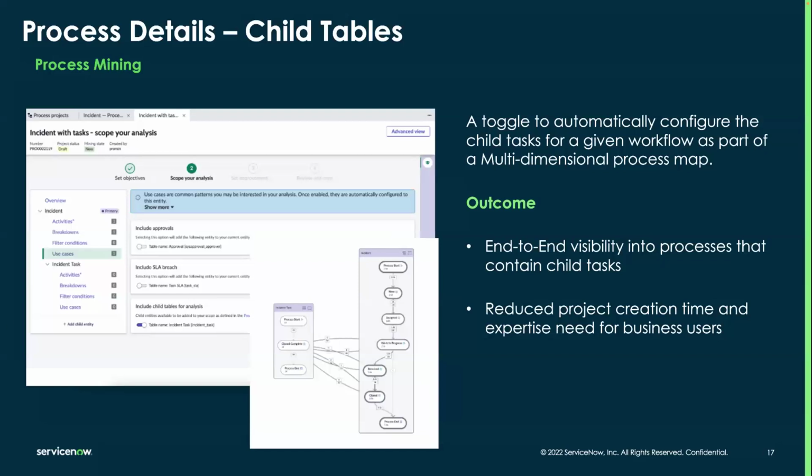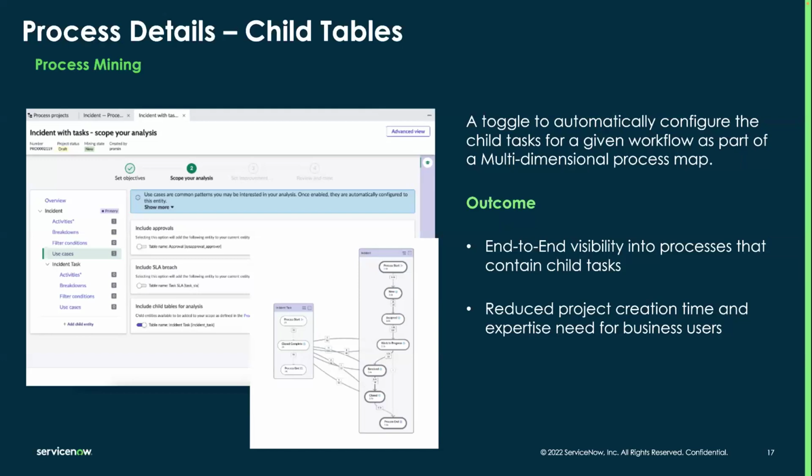And the last part of this section, the process details section, is, let's say, the most optional step here, and that's configuring child tables. So in this section, you can configure potential child tables for use in multi-dimensional process maps and analyses. This allows us to offer single-click configuration of those child tables during the project creation process. It's another small thing that removes some potential confusion for newcomers, and it makes project creation more efficient for everyone, even our advanced users. It makes it so much easier to just add things.